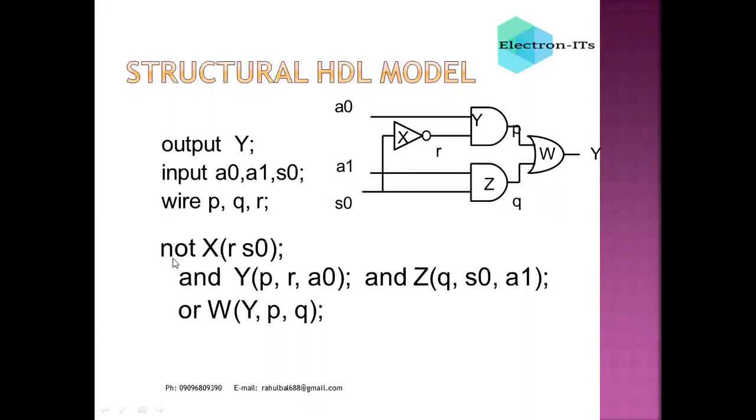Then we will use the gates. So for this gate, R is the output, S0 is the input. For AND gate, P is output, R and A0 are the input, and so on. This is how we use this technique. It is not commonly used except for creating module instances. This is an example of 2:1 mux.